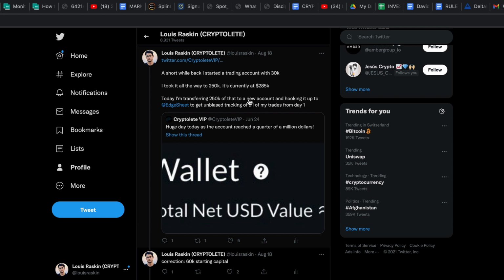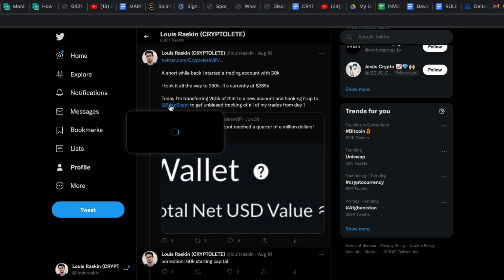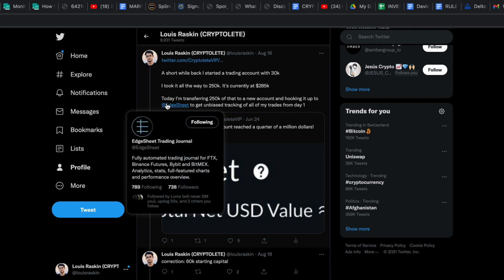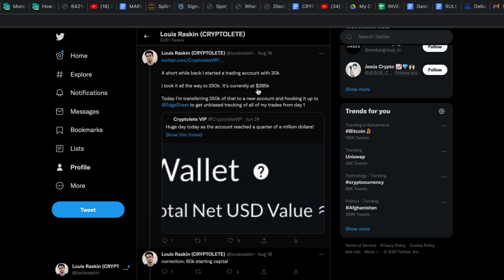So what I did was I took $250,000 and I put it into a new account, and I hooked that up to Edge Sheet, which is an API connected trading journal. This is a fully automated trading journal for FTX, Binance Futures, Bybit, and BitMEX. I don't recommend using anything other than FTX and maybe Binance Futures, by the way. Bybit seems like it's fine, but I just never used it. It gives you full stats, full reviews, charts, performance, everything that you need. And it's automated. So this is what I use as my trading journal, and I'm going to keep track of all of my trades there. So you get unbiased, fully factual trades that are API verified.